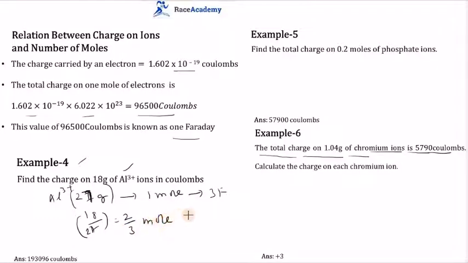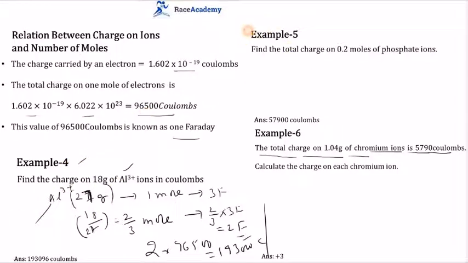So 2 by 3 mole of aluminum exhibits how much charge? That is 2 by 3 into 1 mole occupies 3 Faraday. So it will occupy 2 Faraday only. So 2 Faraday means you can multiply 2 into 96,500. Then you will get 1,93,000 coulombs. This is the answer for this problem.